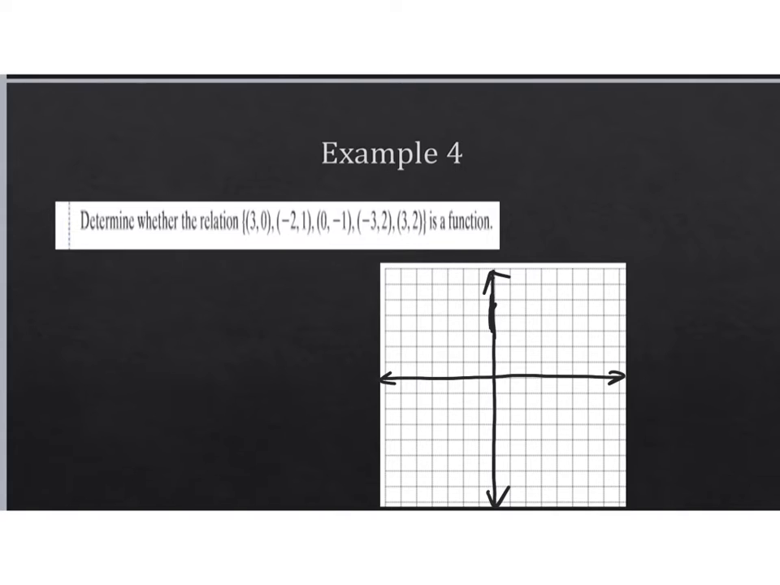Okay, for example 4, it says determine whether the relation (3, 0), (-2, 1), (0, -1), (-3, 2), and (3, 2) is a function. So if I graph these, this is what my graph is going to look like once I get my points on there. And again, if I go through and I draw vertical lines, notice so far nothing's happening, but once I get here, I draw a vertical line and I hit 2 points. So that tells me that this relation is not a function.